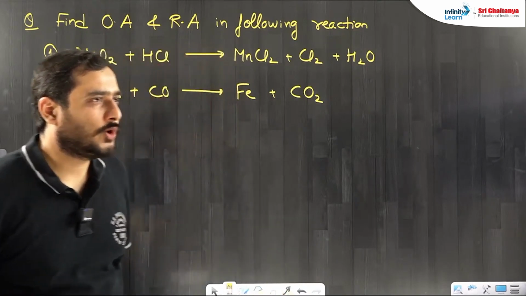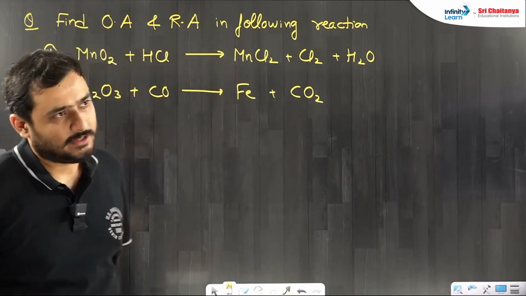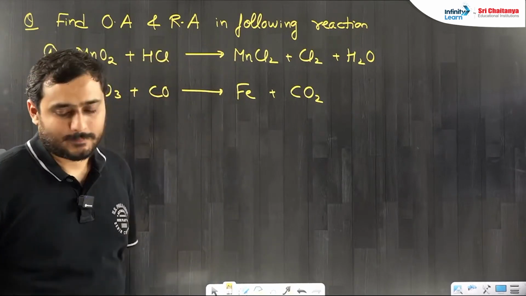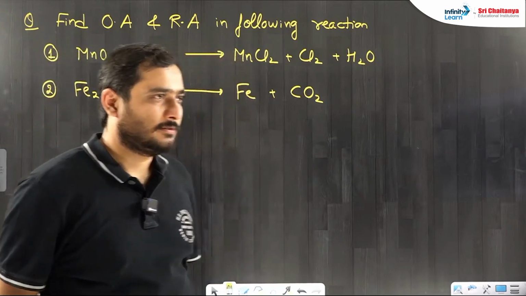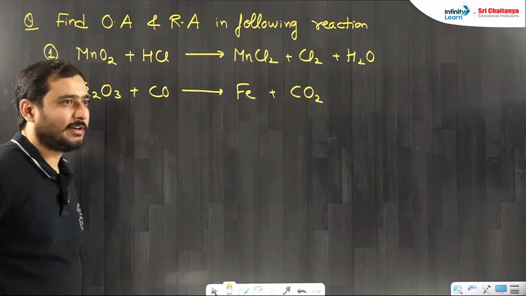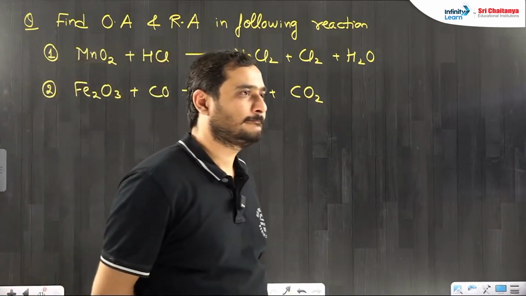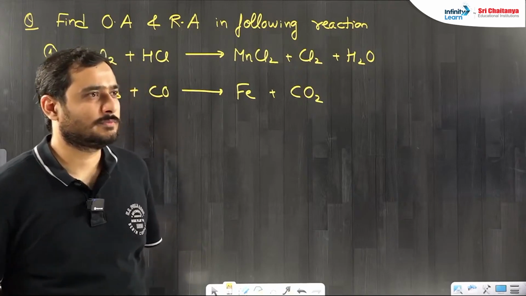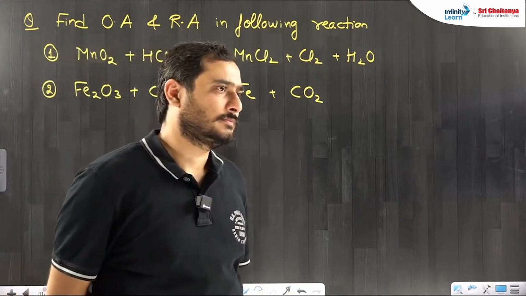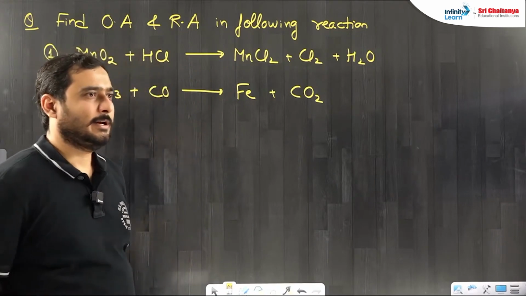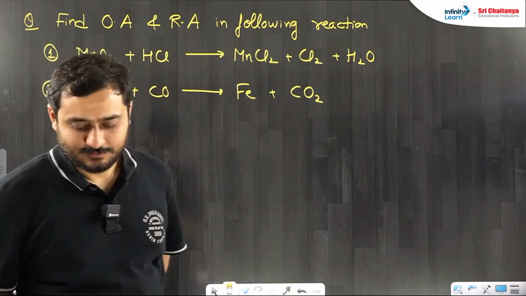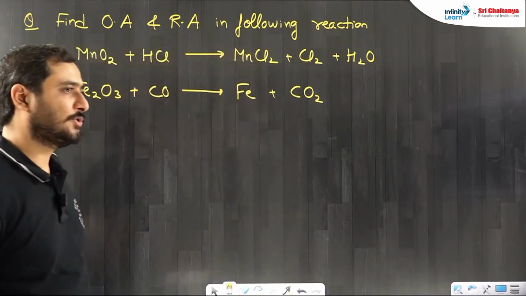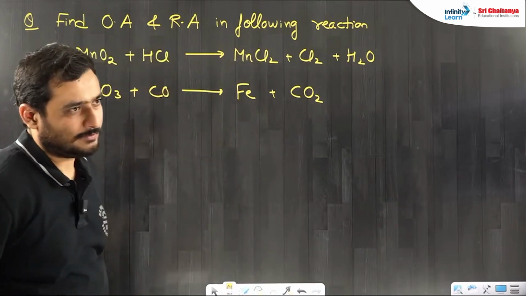MnO2 is oxidizing agent and HCl, some students are saying reducing agent. Okay. Now move to second part, Fe2O3 plus CO. MnO2 oxidizing agent. It is correct. MnO2 is oxidizing agent and HCl is reducing agent. Now second part you have to solve.